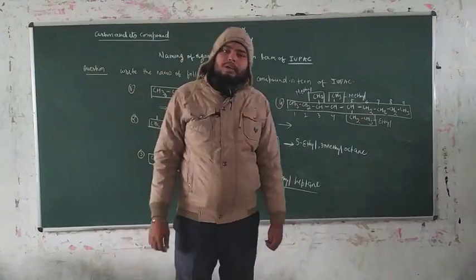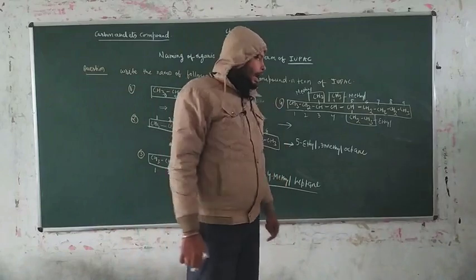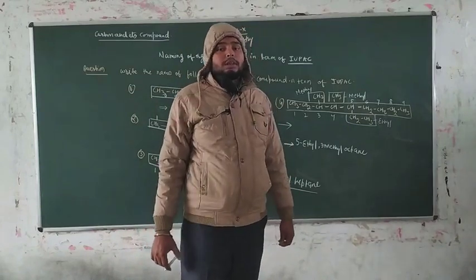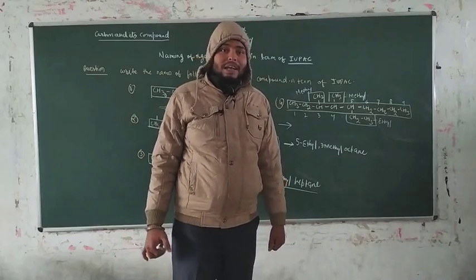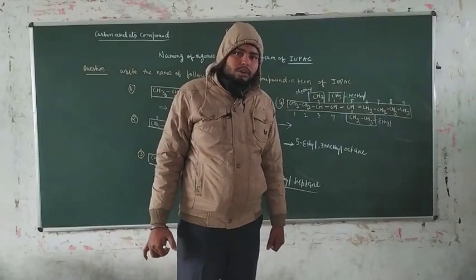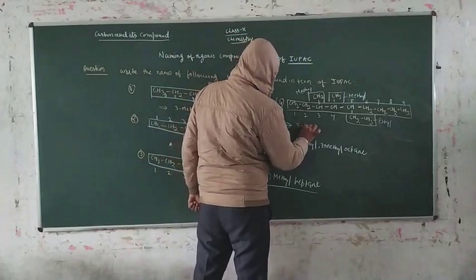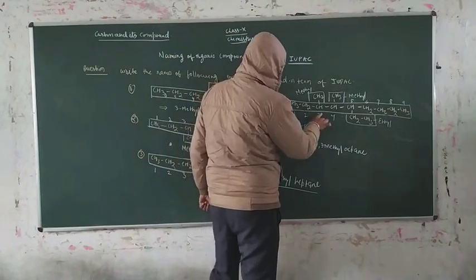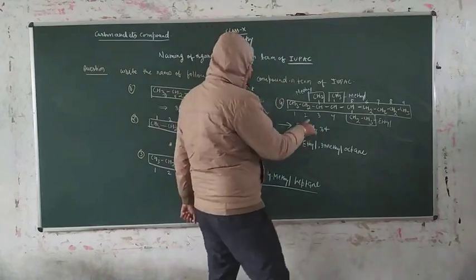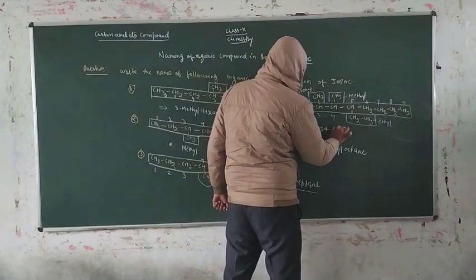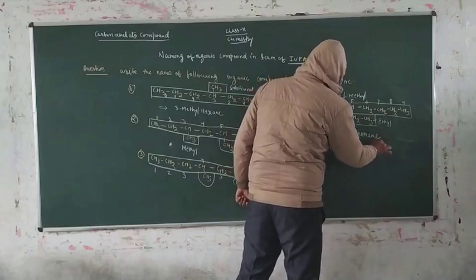Di, tri and tetra are not to be considered in terms of alphabetical order, guys. You have to consider only the substituent names for alphabetical order, that is methyl and ethyl, not dimethyl. That means E comes before M, and you write di before methyl. Now write the name: 5-ethyl, then 3, 4, you have to write the positions of methyl, 3,4-dimethylnonane. Complete.